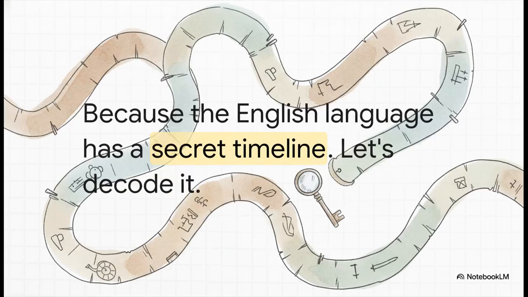And here's the secret. The answer has nothing to do with random rules. It's all about time. See, the English language has this hidden timeline built right into its verbs. And once you see it, I promise, everything starts to click into place. So let's put on our detective hats and decode this thing.